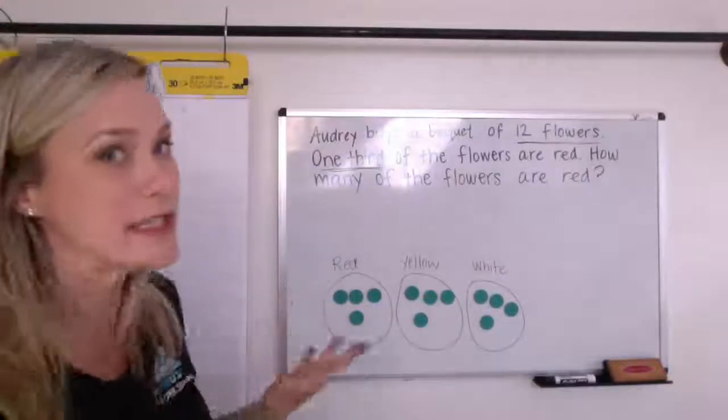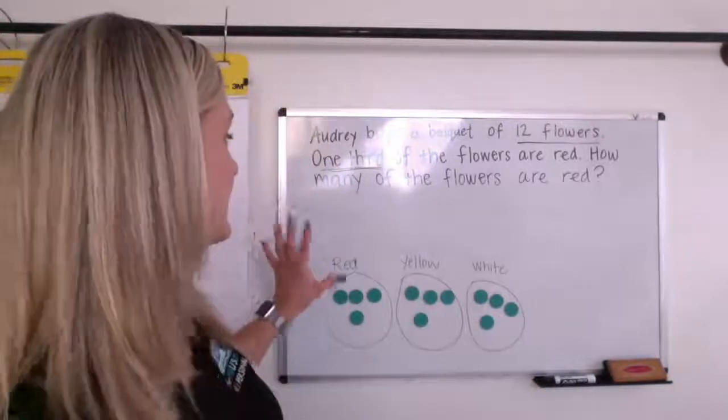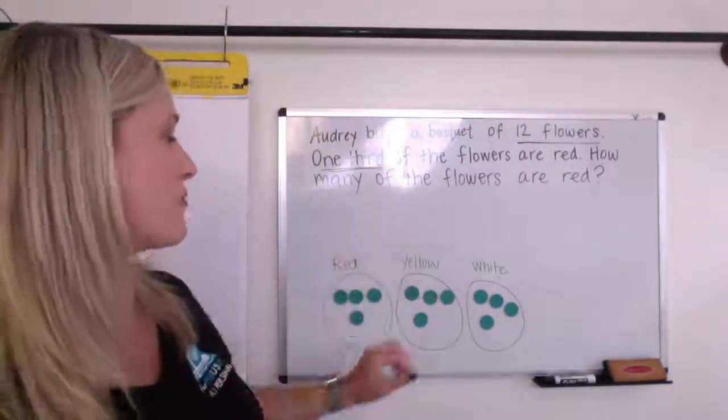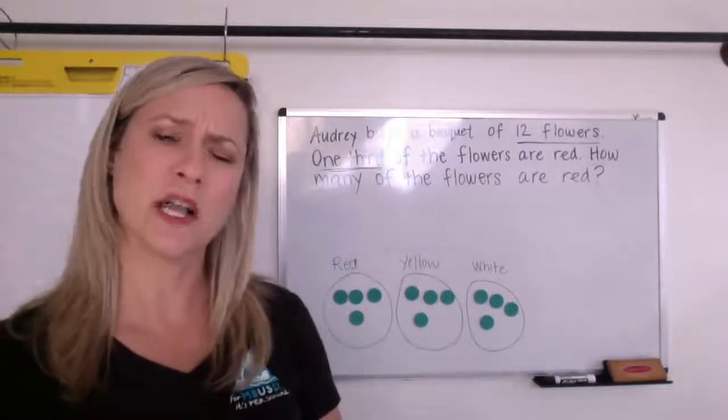I don't really know if they're going to be yellow and white, but I know for sure in our story it says 1 out of 3 of the groups are red. So I know for sure that 4 flowers are red. Now, there's another way you could do it too.